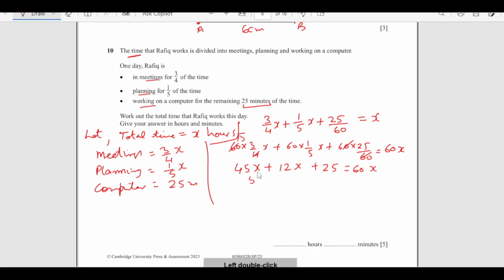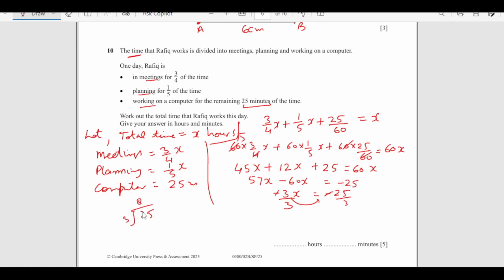So this is 57x minus 60x. I brought 60 on the left hand side, so I am taking 25 to the other side. So this is minus 3x equals minus 25/3. So this minus and minus get cancelled. So x is going to be, this 3 is shifted to the other side, like divided by 3 on both sides, so 25/3. So we need the answer in hours and minutes. So 25 divided by 3.